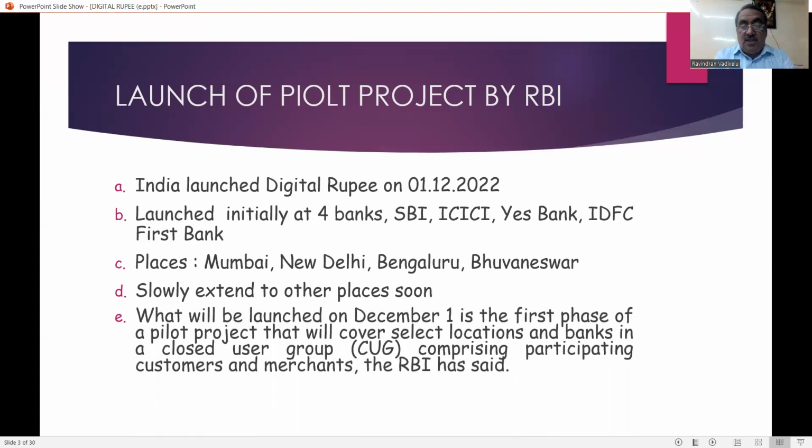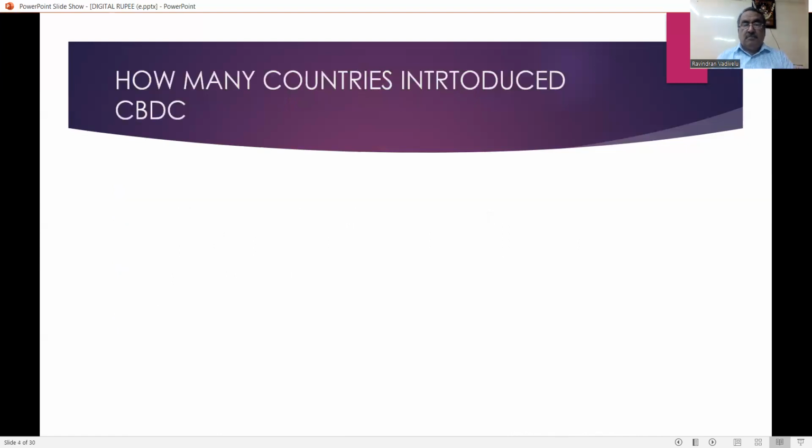What will be launched on December 1 is the first phase of the pilot project that will cover select locations and banks in a closed user group, CUG, comprising participating customers and merchants. This is what RBI said. So customers and merchants come together, and this scheme is being launched at the 4 places.